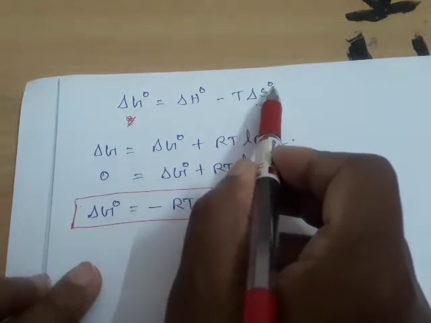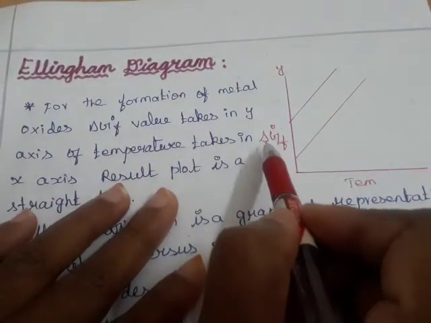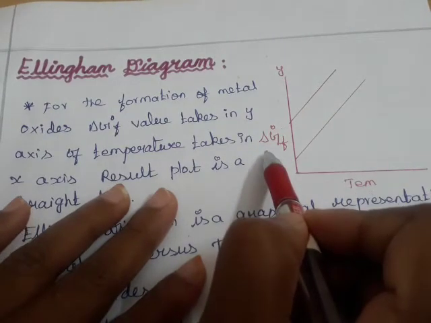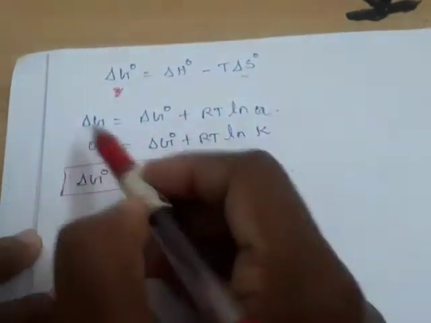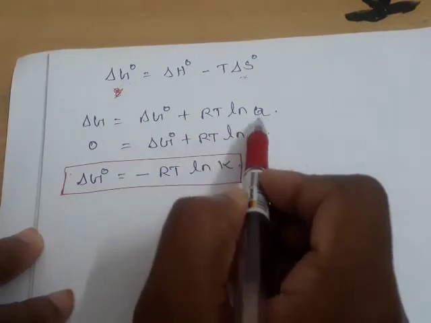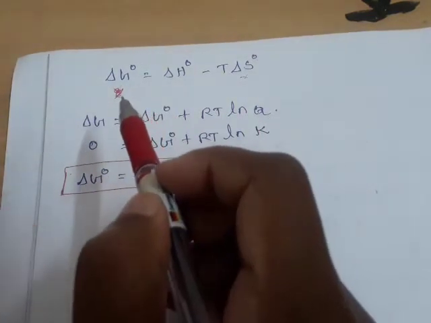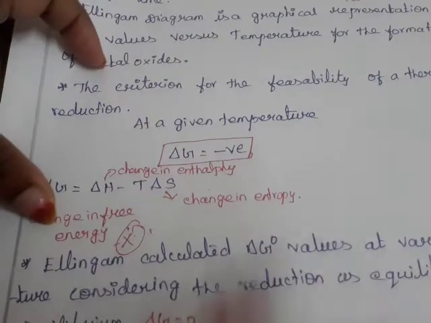Okay, so in this Ellingham diagram, only the del G naught value you are going to take on the y-axis. So now you are going to calculate the del G naught values. Already you know the equation del G is equal to del G naught plus RT ln Q. The Ellingham diagram calculates the del G naught values at various temperatures.